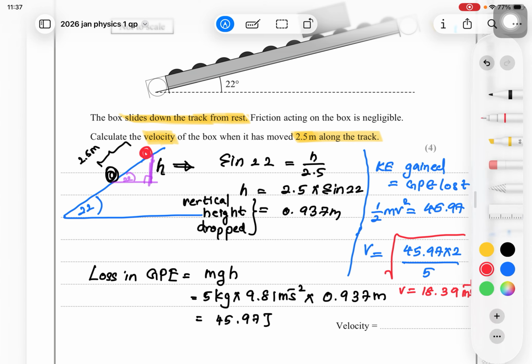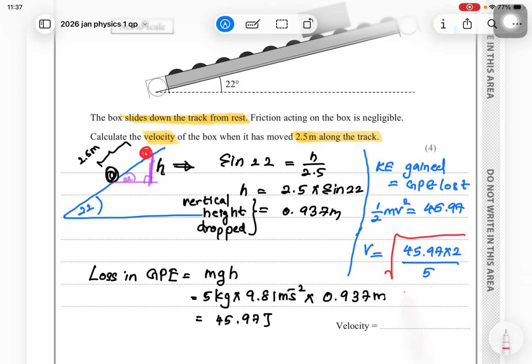In that way it will make our calculation easy. The theory we used here is the energy conservation law. Whatever the GPE lost will be the KE gained. So we got our final answer.